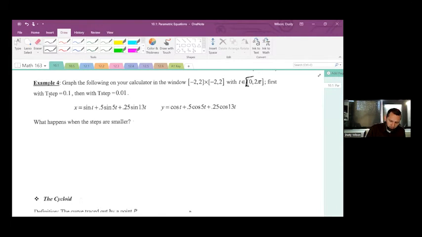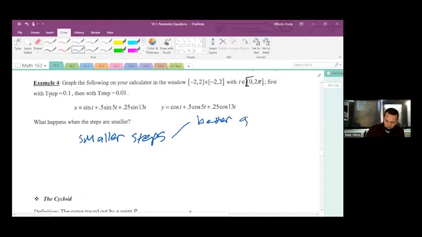So smaller steps translate to two things. It translates to a more precise graph, so a better graph. But it also translates to more time for the graphing process, so longer calculations, as in more time.